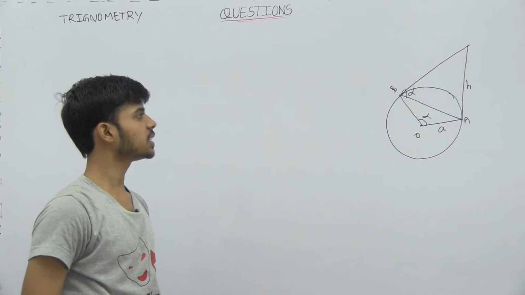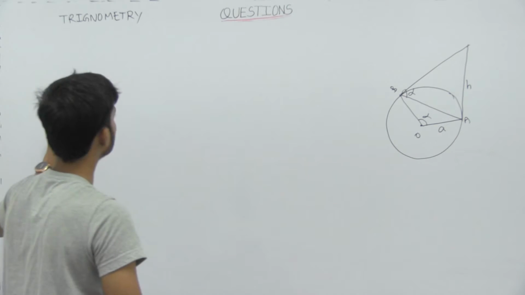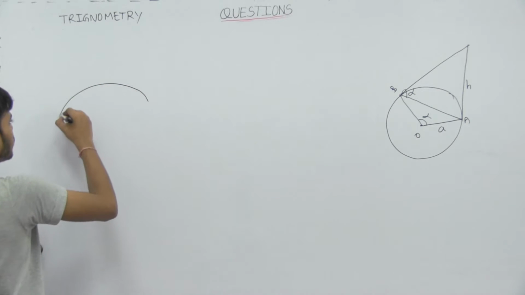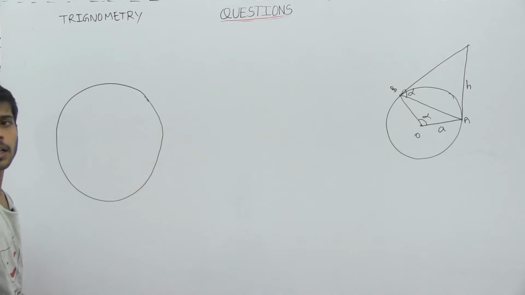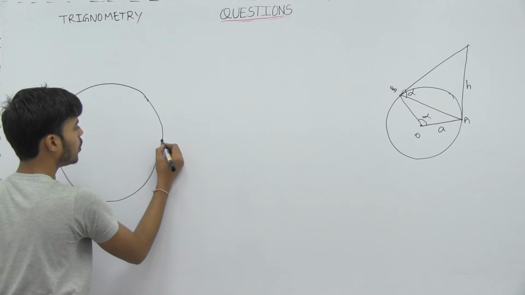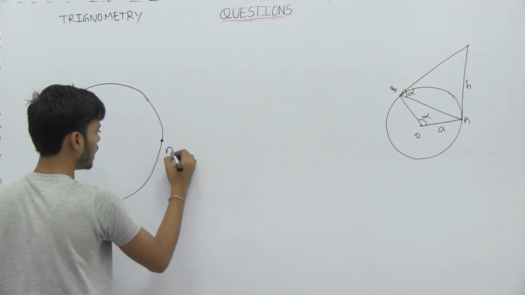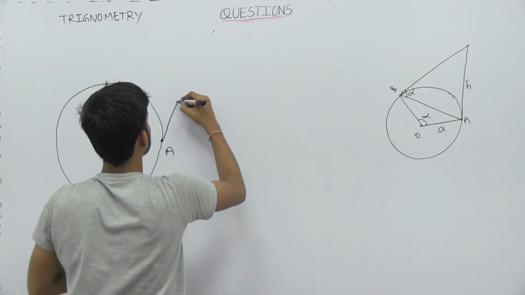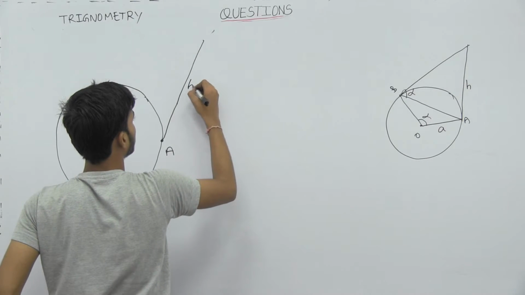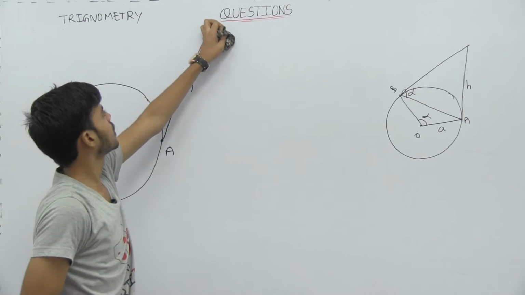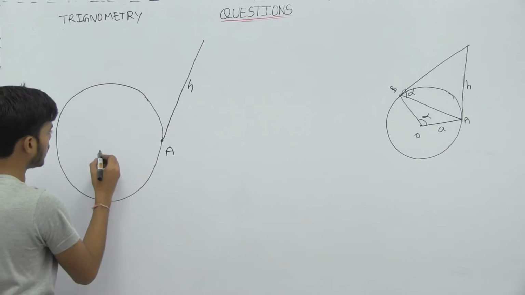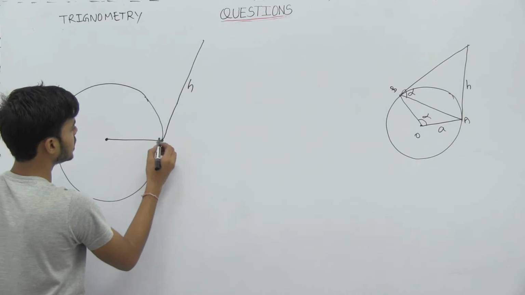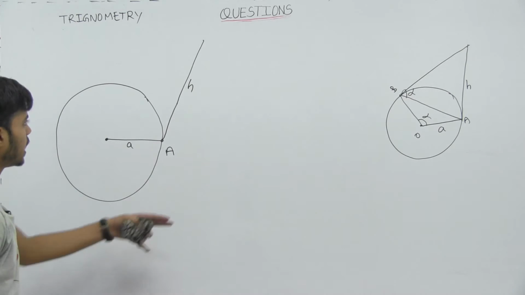Okay, let's do another question from heights and distances. Now let me first explain the question. Assume there is a circular park, and on the boundary of the park, at point A there is a tower. There is a tower of height h. Now and the radius of this circle is A. Let it be A.